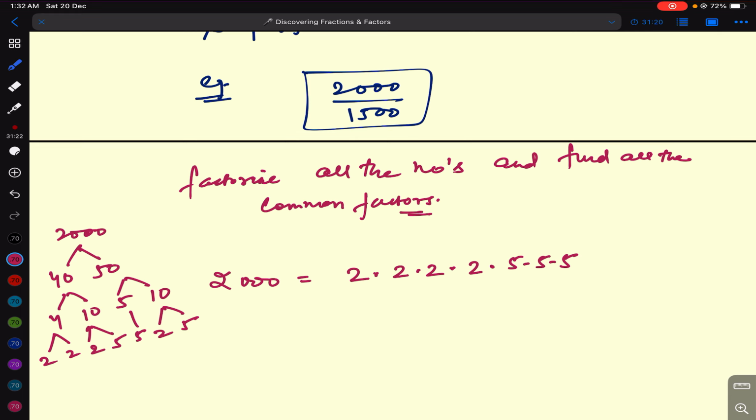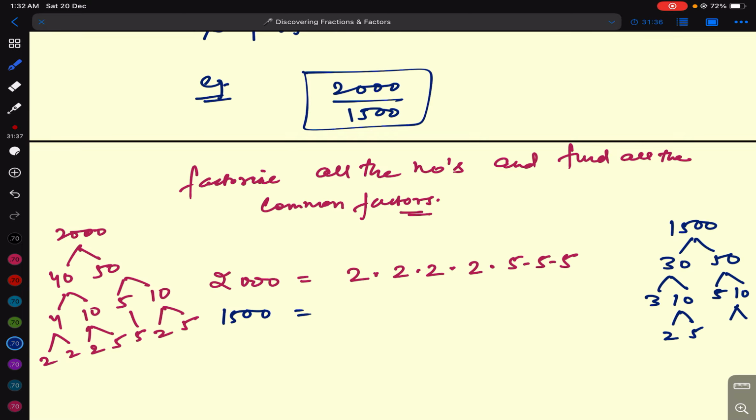Similarly, for 1500, this is 30 times 50. This is 3 times 10. This is 5 times 10. This is 2 times 5 and this is again 2 times 5. So we can write it as 2 times 2 times 3 times 5 times 5 times 5, right?